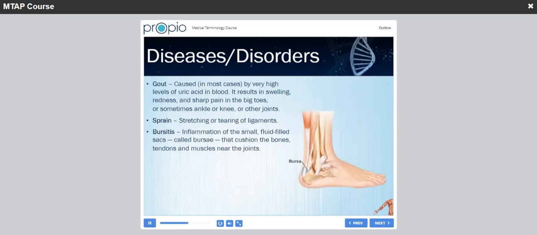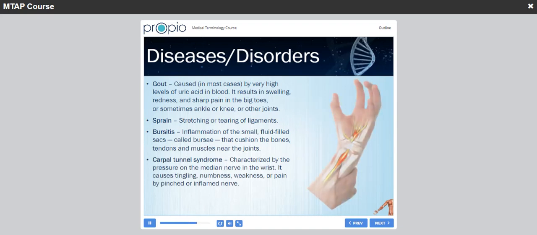Let's talk about sample procedures. Arthroplasty is a procedure to repair a joint. Meniscectomy is the arthroscopic procedure that removes the meniscus or trims the damaged meniscus tissue. Arthroscopy is a procedure to view the inside of a joint.